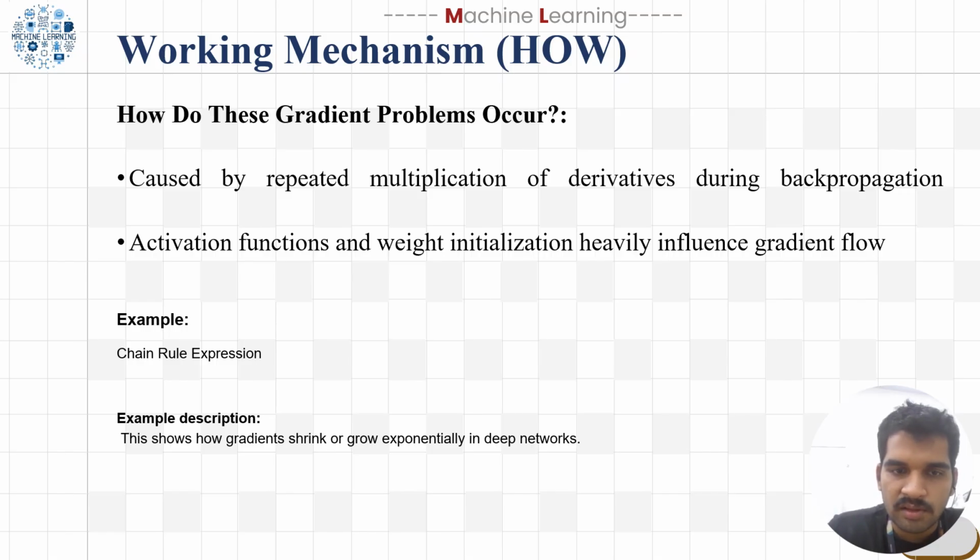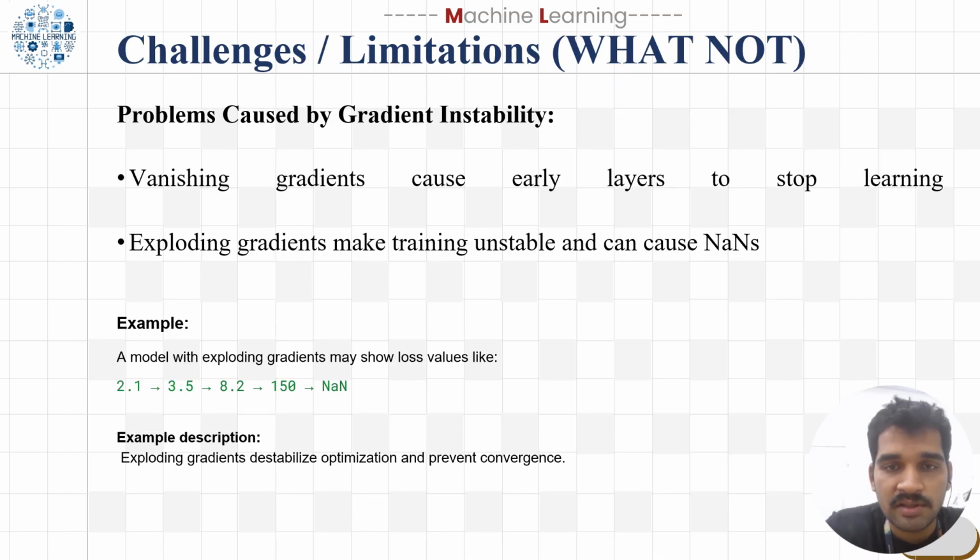Example description: this shows how gradients shrink or grow exponentially in a deep network. Challenges and limitations. Vanishing gradient causes various problems. Now let us see what this concept cannot do. The first limitation helps us to see the boundaries. The second limitation is what we should avoid assuming.